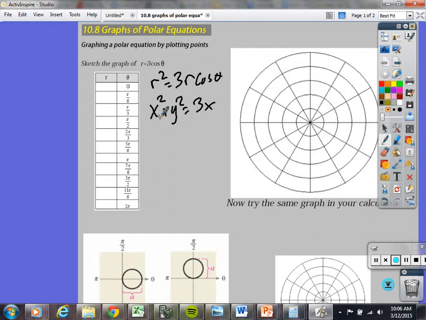Everybody with me? Okay, so all we're going to do, guys, is plug these thetas in for theta and get our r value. I'm going to do it kind of quick because it's really not too hard.